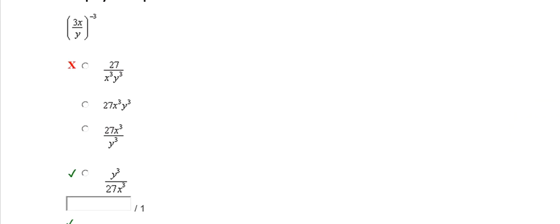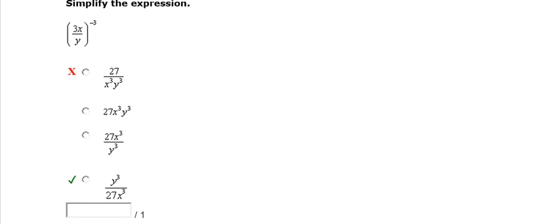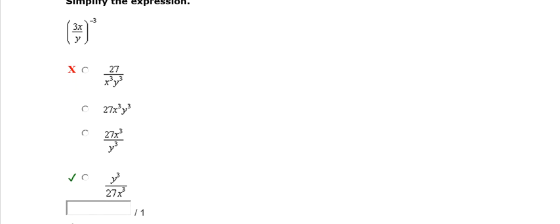Oh, I love these. Okay, simplify. This is the exponent lesson or unit. Exponents are so fun, or at least I think so, but I'm weird. I'm a math teacher. 3x divided by y raised to the negative third power. That means that everything in here is being raised to the negative third power. So let's rewrite that. 3 to the negative 3, x to the negative 3, all over y to the negative 3.